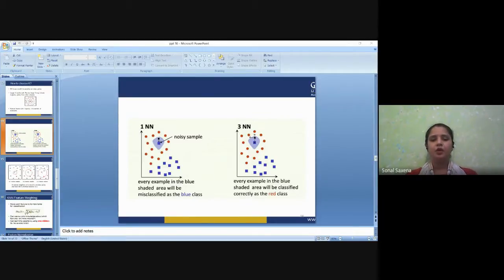In binary or two-class classification problems, it is helpful to choose k to be an odd number, as this avoids tied votes. One popular way of choosing the empirically optimal k in this setting is via the bootstrap method.